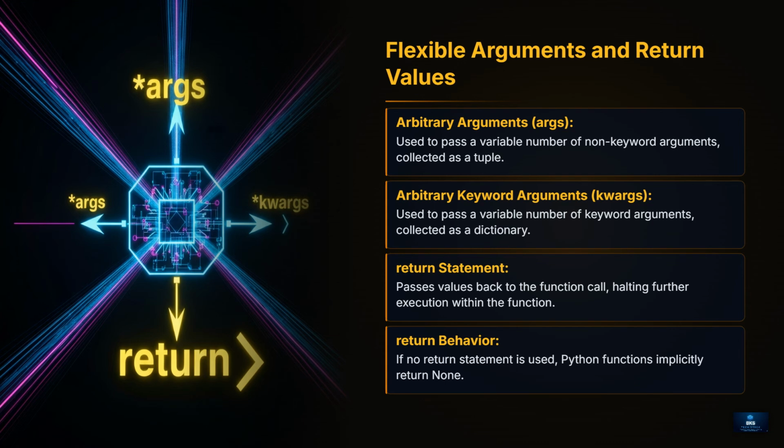Python offers incredible flexibility with function arguments. The *args syntax allows you to pass a variable number of positional arguments, which are then collected into a tuple. Similarly, **kwargs handles a variable number of keyword arguments, collecting them into a dictionary. Once a function has processed its data, the return statement sends results back to the caller. Remember, if no explicit return is present, Python functions default to returning None.